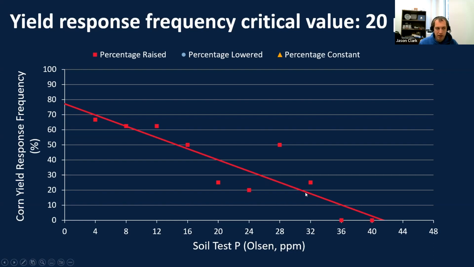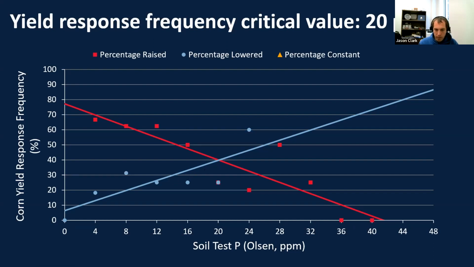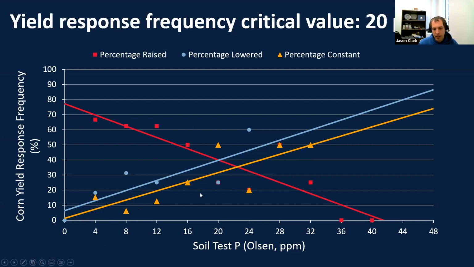Now this next line, the blue line, is our chance of seeing a decrease in yield of 5% or more. You can see as we increase in soil test level, we tend to see an increase in the chance we're actually going to see a reduction of 5% or more in yield. Usually when we think of adding phosphorus, we just think it's adding money in the bank, but at times we can add too much, where for whatever reason, whether it's too many salts or other things like that in the soil, we're actually going to see a decrease in yield. And this yellow line is just the percentage chance where it doesn't do anything. It just remains constant.